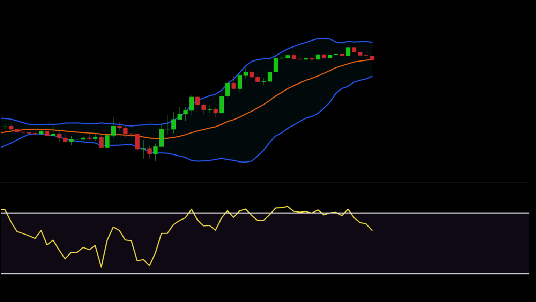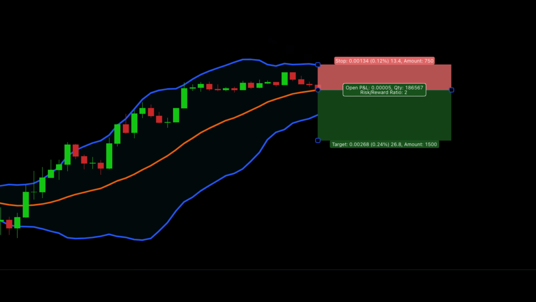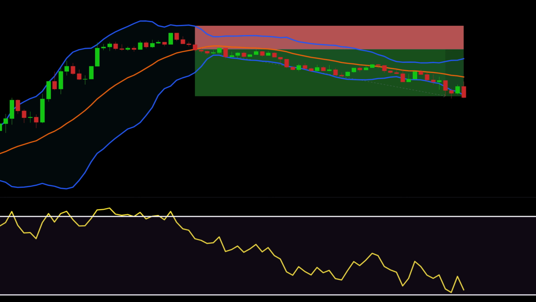That is our trigger candle. The stop is placed at the top Bollinger Band line and the target is 2 times risk. And short example 1 drifts into the profit target.